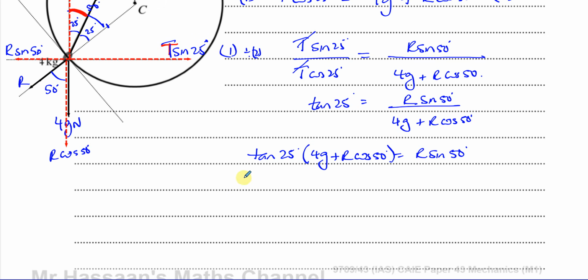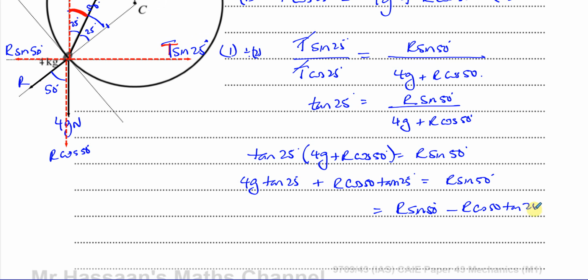So I need to release this from here. So 4g tan 25 plus r times cosine 50 times tan 25. I'm doing this instead of writing these as decimals and then losing accuracy in my answer. Okay, and in the end I'll just put everything in it as it is. Now I want to bring r's together on one side, so I'll choose this side for the r's. So r sine 50 minus r cosine 50 times tan of 25, and that's equal to 4g tan of 25.